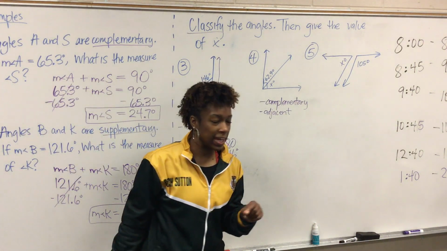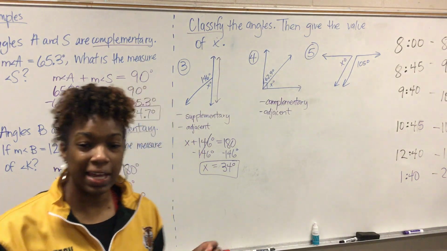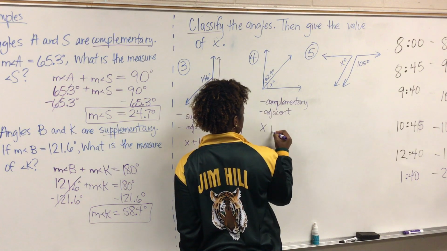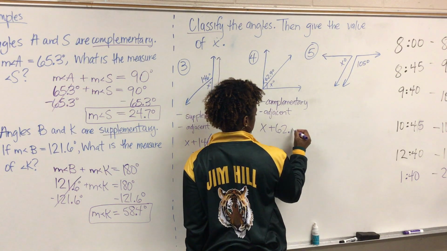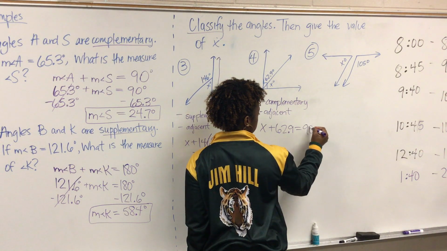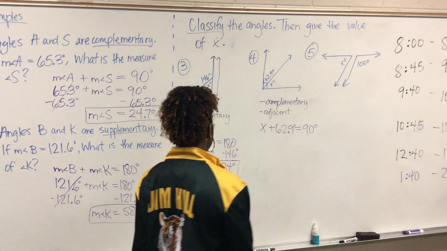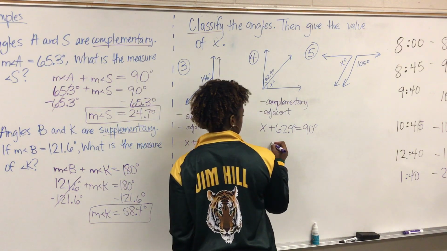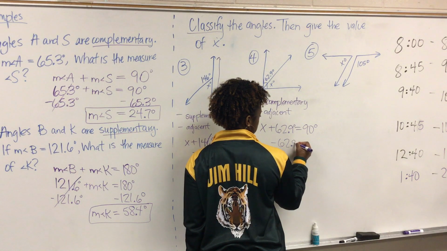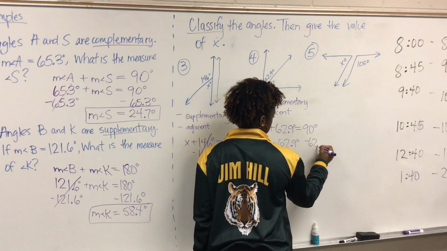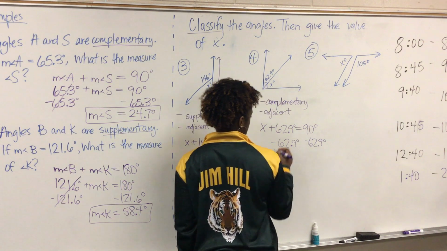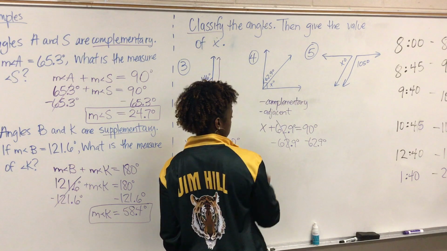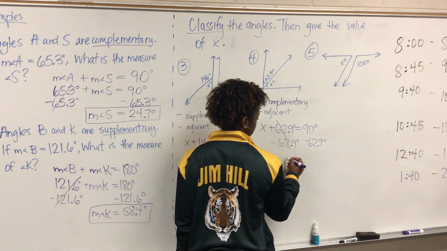Complementary means when I add two angles, the sum is 90 degrees. So when I add x plus 62.9, I should get 90 degrees. So, one-step equation, I need to subtract 62.9 on both sides. This cancels out because it is a zero pair. It equals 0. So I do not need to write x plus 0. I can just write x.